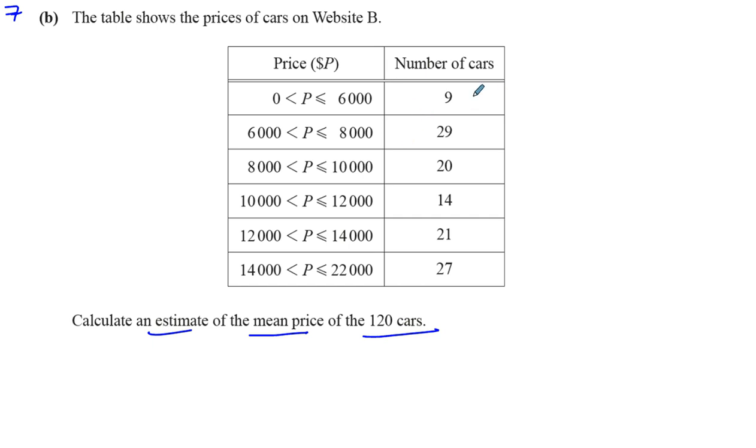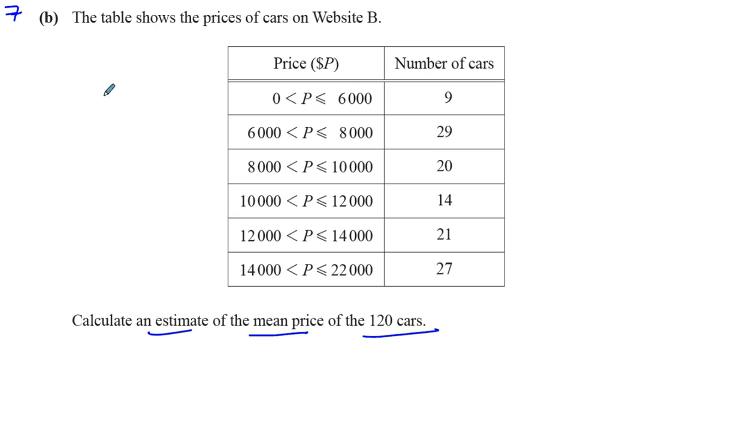So basically, first of all, we should understand what this frequency table itself is. There were 9 cars whose value was somewhere between $0 and $6,000. That was the price of the car. There were 9 of them in that range of values.